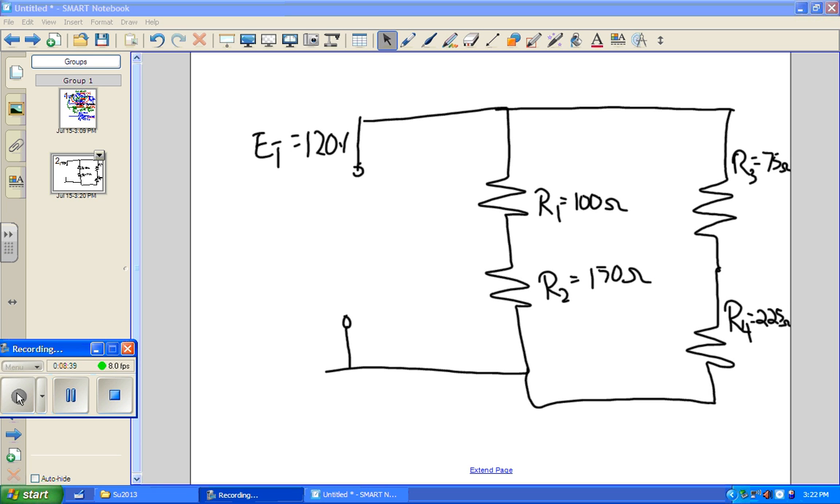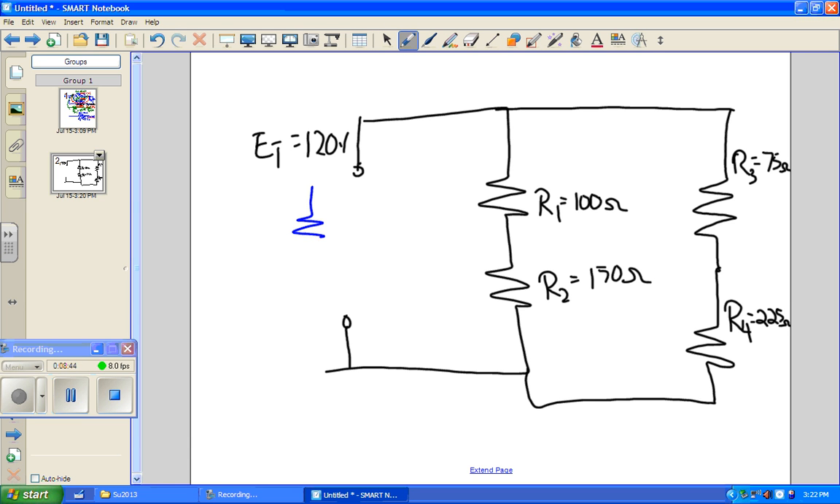Okay, so our first simplification is going to look like this, where we just sum these two resistors, and we're going to have how many ohms of resistance on the right side? R34, 300 ohms. And then we're going to have another simplification.